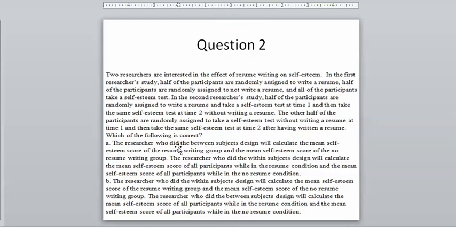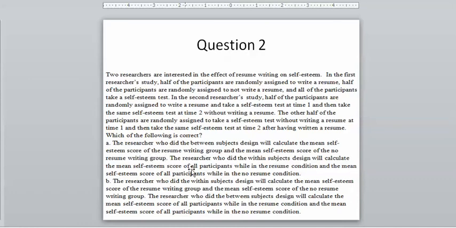So which one of these is correct? Well, in a between subjects design, what you do is you calculate the mean of group 1 and the mean of group 2. The person doing the between subjects design would take all of the self-esteem scores from the resume group and average them, and take all of the self-esteem scores from the no resume group and average them, so that the researcher would have 2 different averages. That's what this says right here.